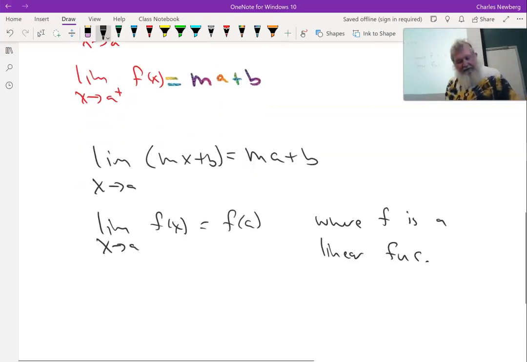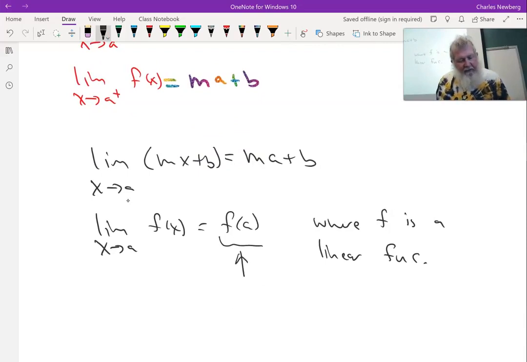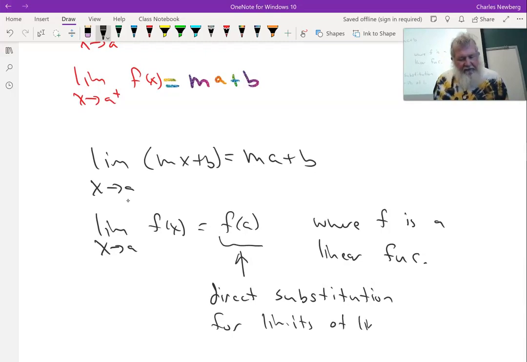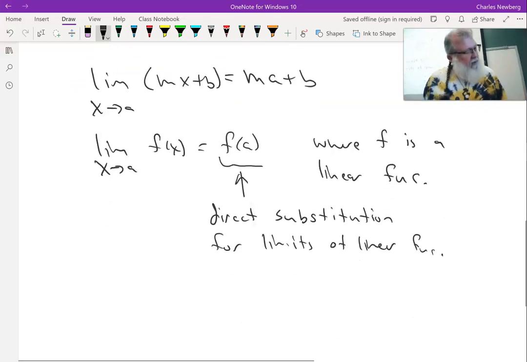And what this really says is, hey, we can do direct substitution for limits of linear functions. We can just plug in the value. And what we want to do along the way is discover all the functions where we can just plug in the value and make the limit simple. And so we build up our technology. Which functions are we allowed to just plug in the value and say, that's the limit? Turns out lines are the first one.